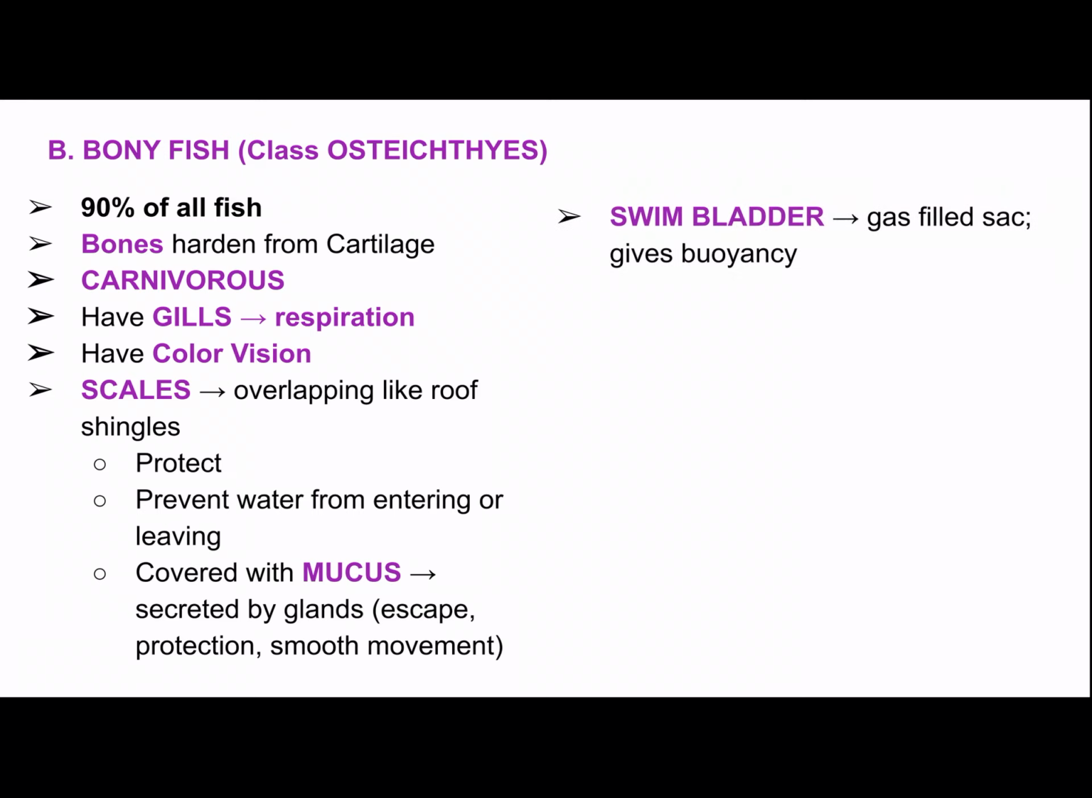Now, fish have something called a swim bladder, which is a gas-filled sac that gives buoyancy, what enables fish to float at every different depth of the water. As they swim from shallow water into deeper water, this swim bladder will adjust to enable them to float in that water, be able to swim in that water.